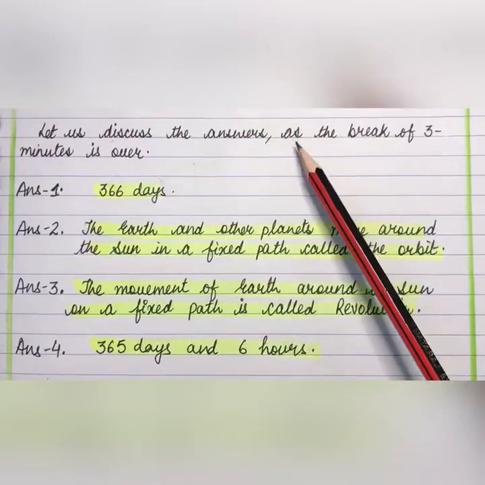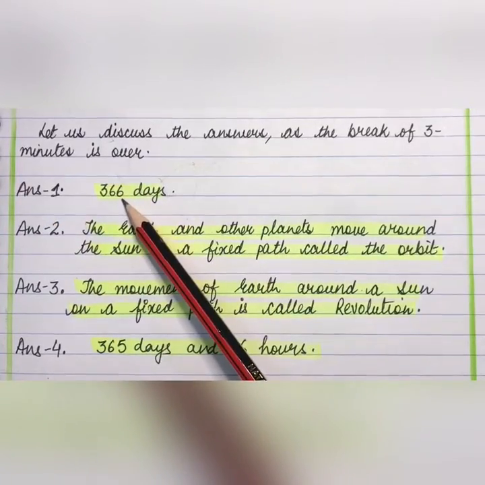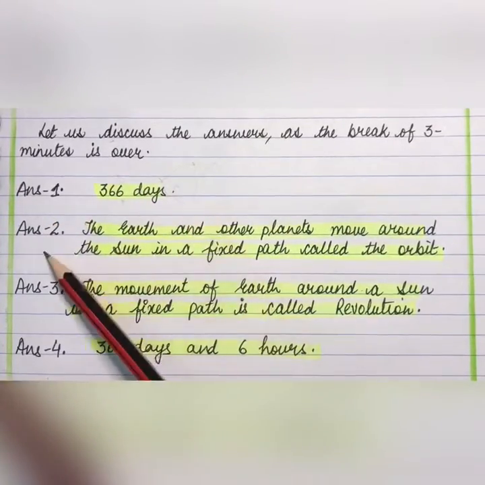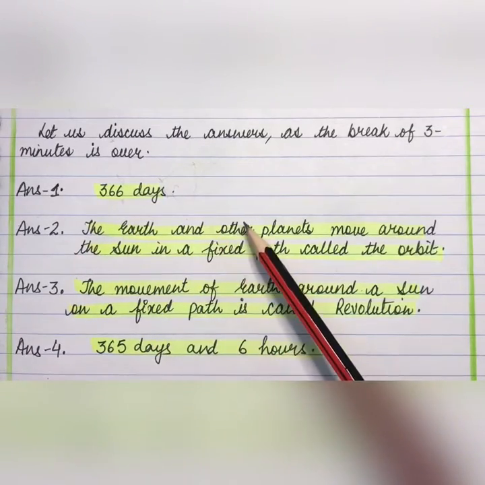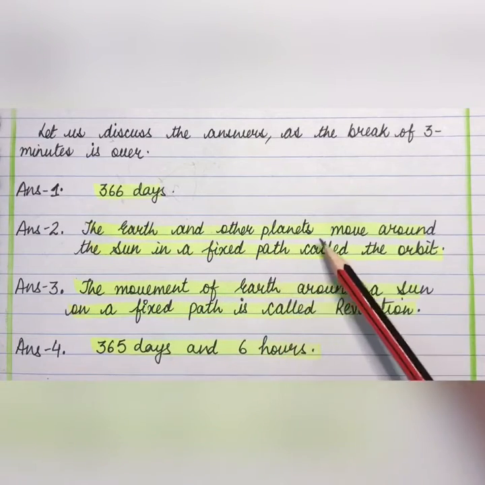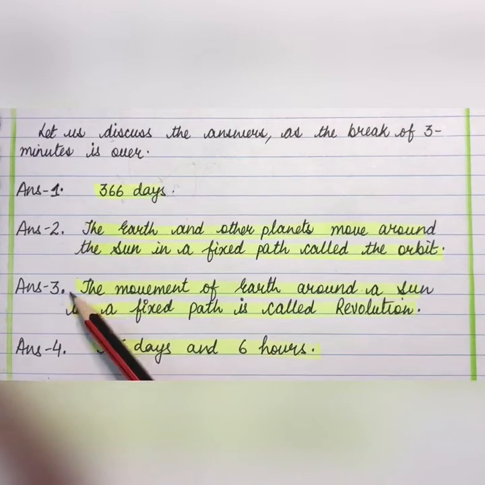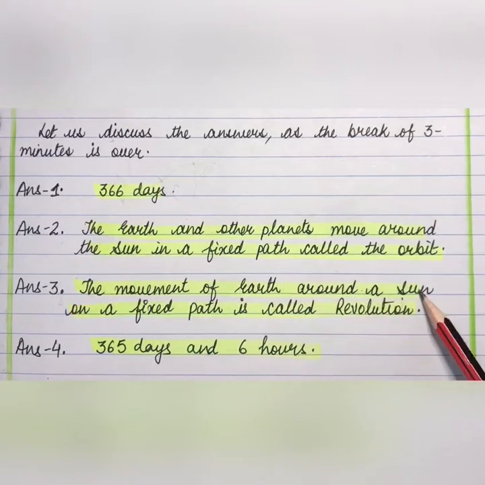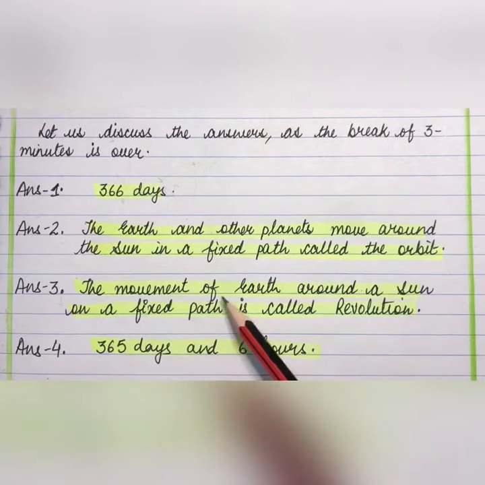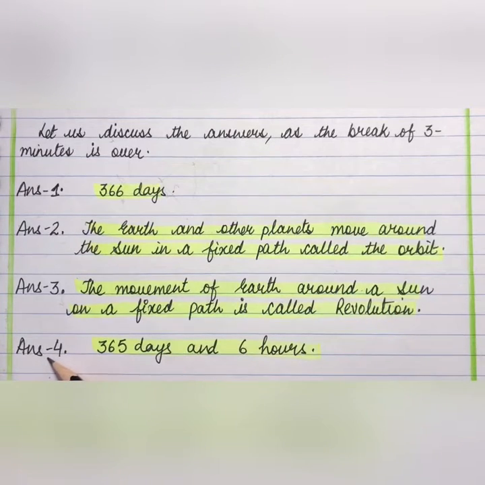Let us discuss the answers now. Answer 1, 366 days. Answer 2, the earth and other planets move around the sun in a fixed path called the orbit. Answer number 3, the movement of earth around a sun on a fixed path is called revolution. Answer number 4, 365 days and 6 hours.